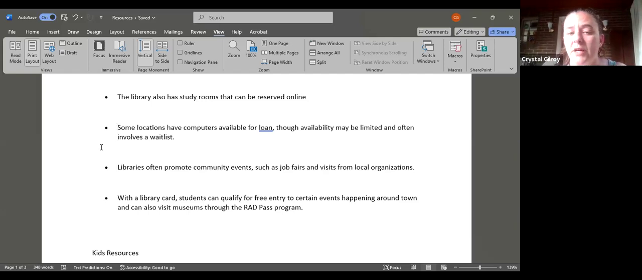Libraries have a ton of community events. Sometimes they host job fairs. They'll host a lot of other things. Even in the summer, they'll run summer reading programs. And sometimes it's cooking things or just fun events. But sometimes they are things that are just a valuable asset to the community and don't just promote fun stuff. Sometimes it is something that you need in your day-to-day life.